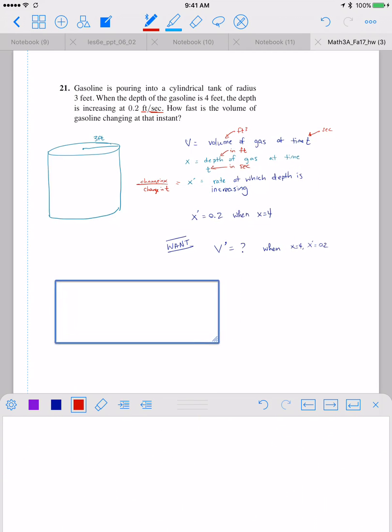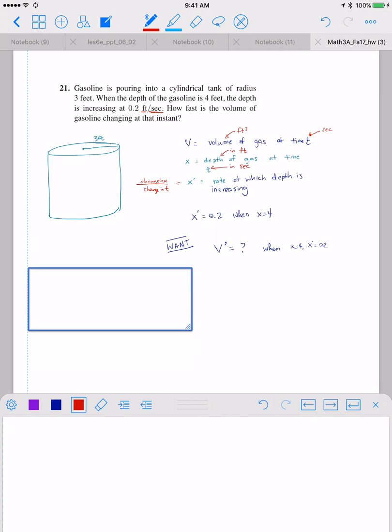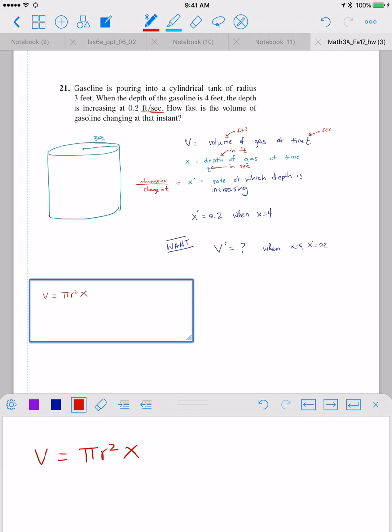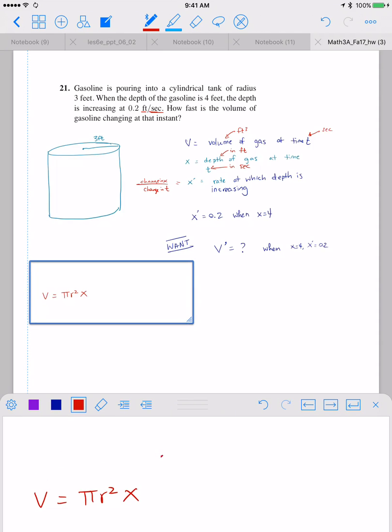Now, how do we know that? Because the relationship between V and x is volume is equal to pi r squared times height, and in this case, that's going to be the depth x. So the units for x are in feet. The units for r are in feet, so this is going to be feet squared.